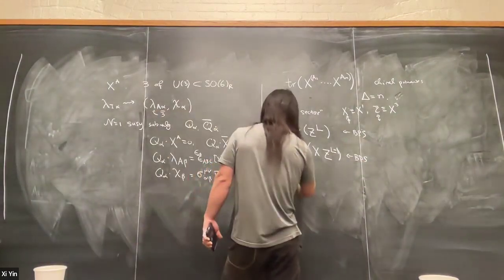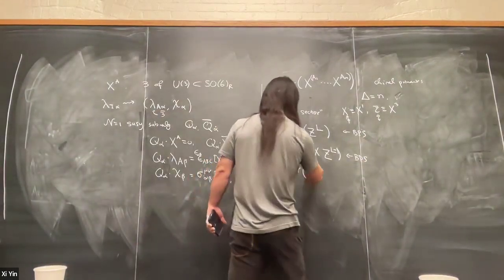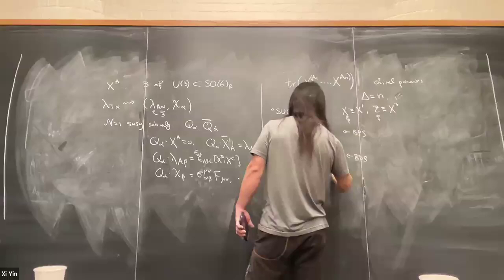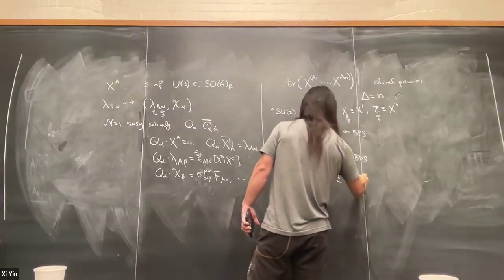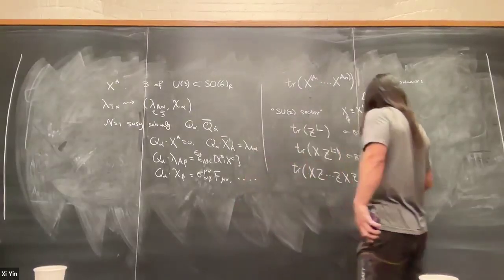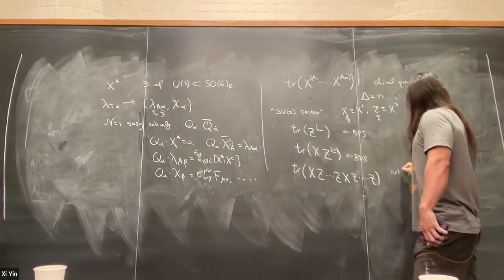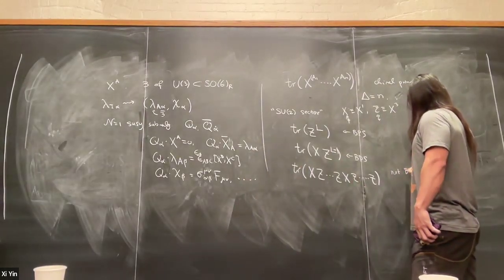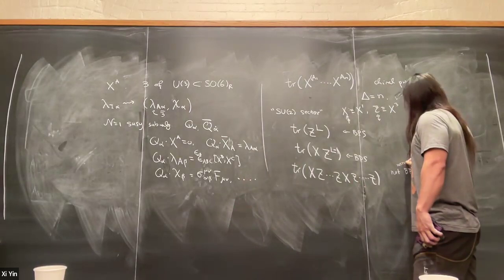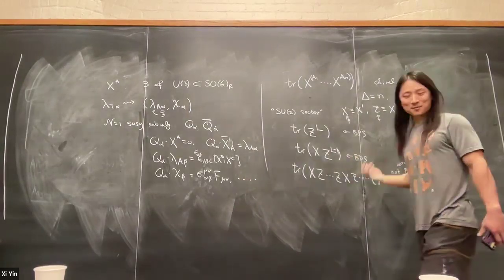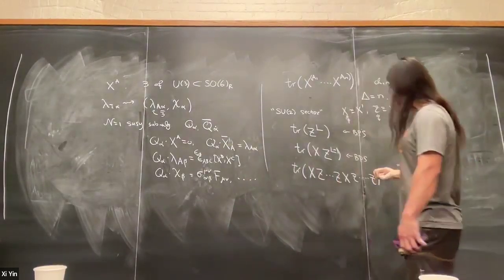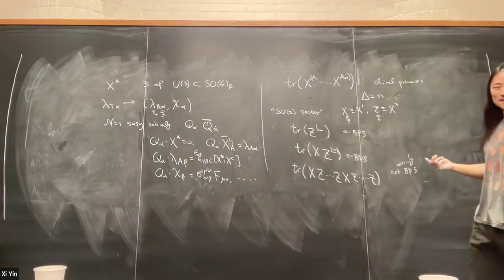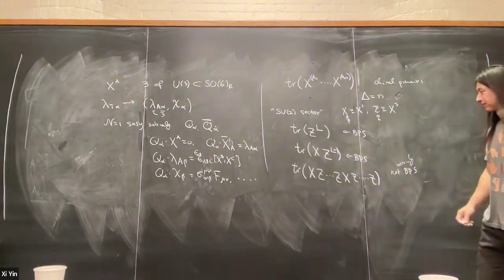But if you consider X, Z, and Z, another X and Z, this is generally not necessarily BPS. I mean, you have to diagonalize. There's going to be a mixing problem. So there's one combination of this that's BPS, but the rest are not BPS.